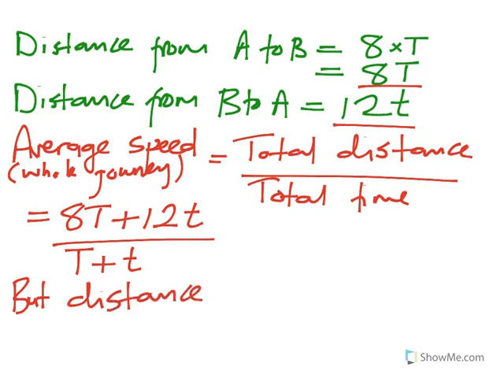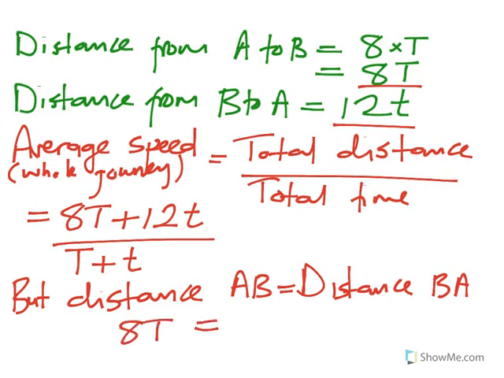But there is something that we know: distance AB is equal to distance BA, because it is the same distance that was being traveled. Distance AB is the same as distance BA. So what does it mean? It means this distance, 8T, is equal to 12t, because the distance from A to B is equal to the distance from B to A. So I can make the other T the subject of the formula.